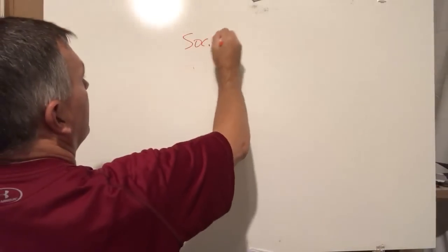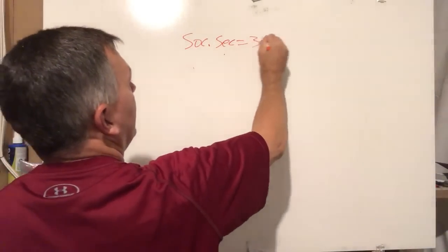Brilliant. All right, so in this case, we got Social Security equals $30K.